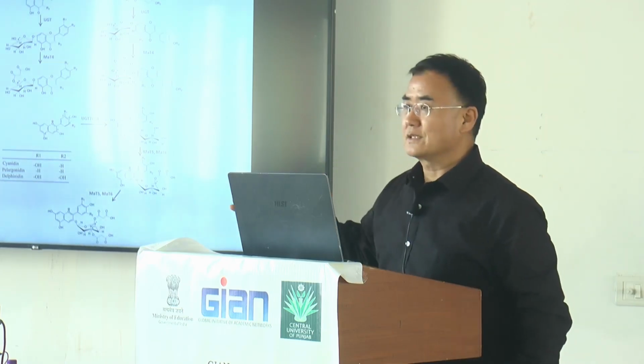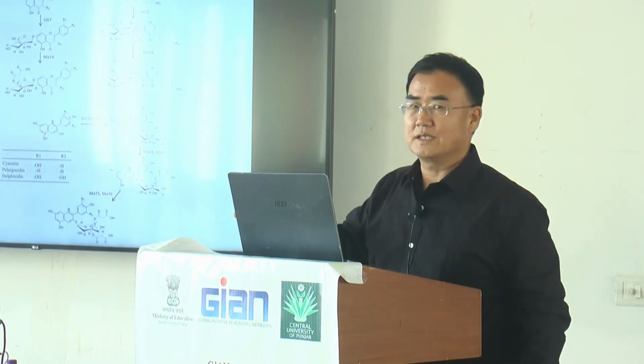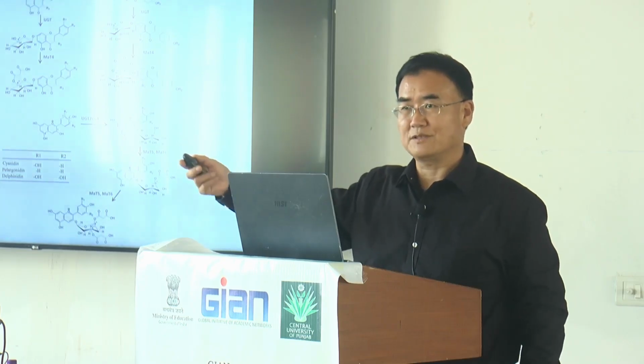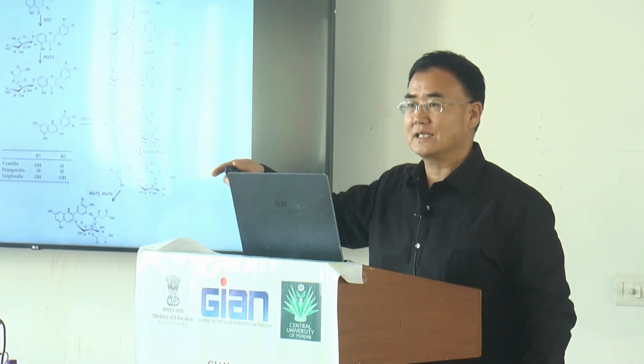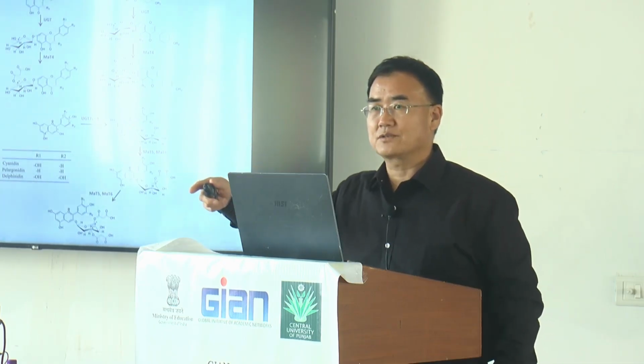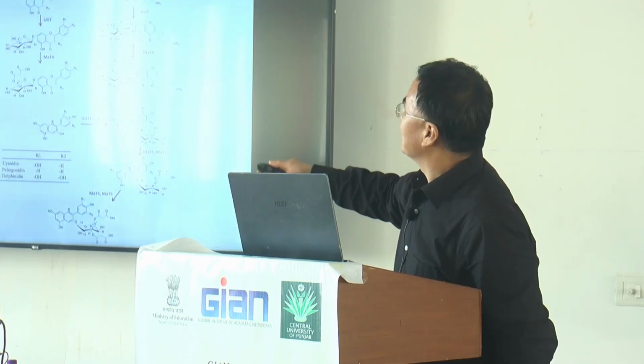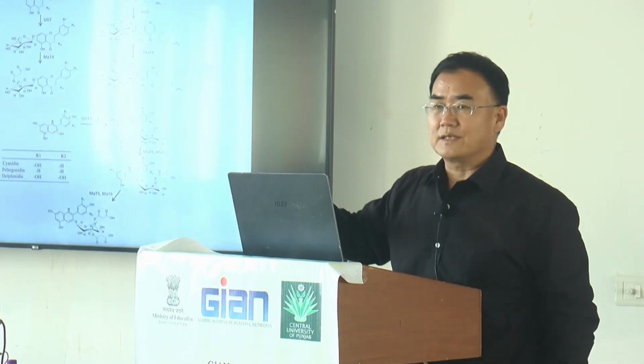So we also worked on Medicago truncatula, one of the model legume plants. People study forage in the USA. Forage is very important, so they set up Medicago truncatula as a model plant to work on this. So we also found a MATE1 transporter.